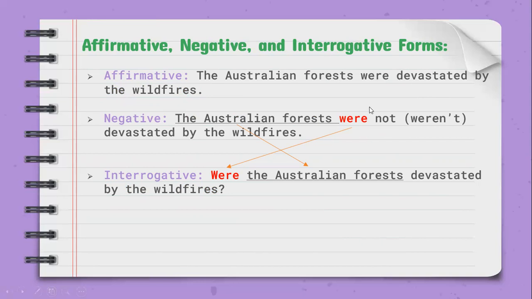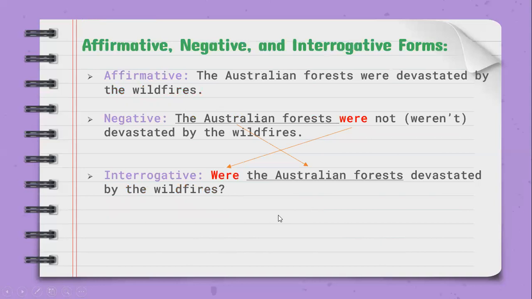Now negative, I just add not. So were devastated, weren't devastated. Okay, interrogative, I start with the verb to be. Were the Australian forests devastated by the wildfires? So what I did from affirmative to interrogative is I just switch the verb to be and the direct object. I switch their locations. So instead of saying the Australian forests were devastated by the wildfires, I say were the Australian forests devastated by the wildfires, and a question mark.